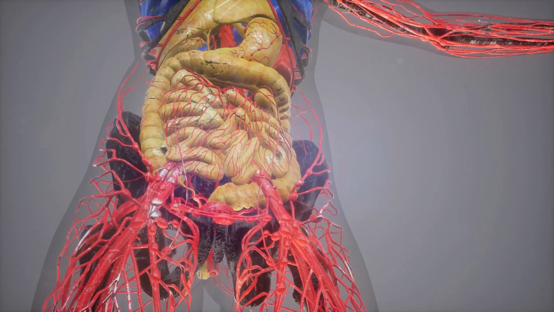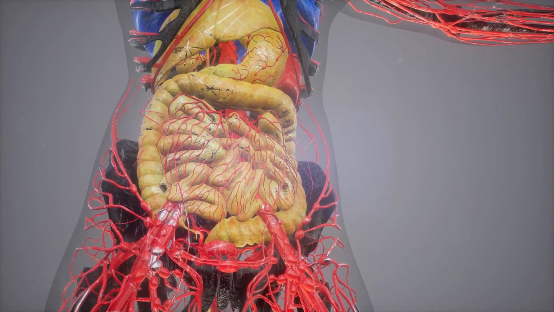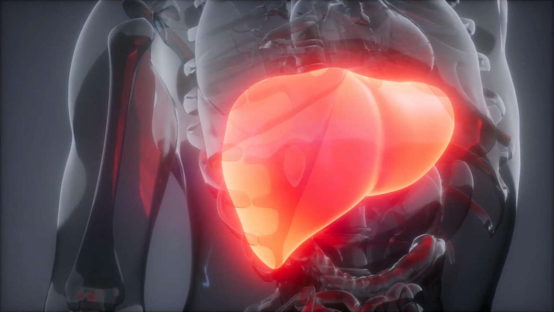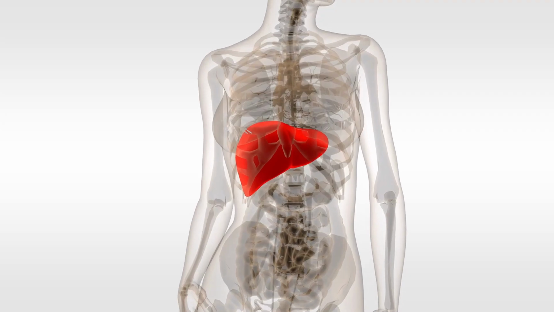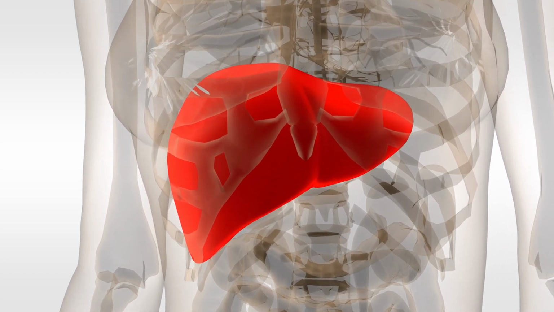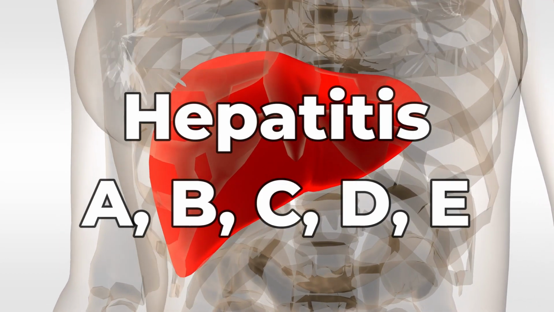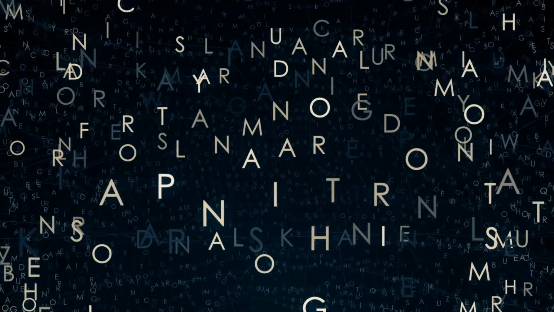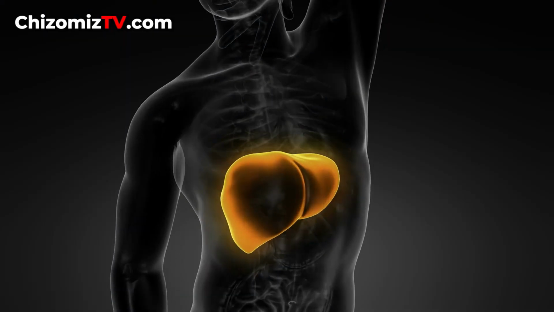Since we uploaded the video about the human liver, a lot of you suggested we make a video about hepatitis. This video is dedicated to this sickness, and we're going to talk about all 5 of them: Hepatitis A, B, C, D, and E. You might say, is it the whole alphabet? No, it's only 5.